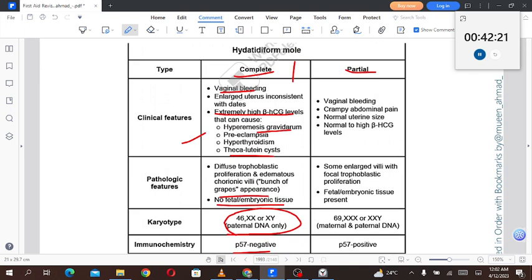Moving on to the partial mole. Clinical features include vaginal bleeding, crampy abdominal pain, then normal uterine size. So uterine size is normal, it is not even enlarged. I'm sorry if I said that before. So the uterine size will be normal, and normal to high beta hCG levels can be seen.